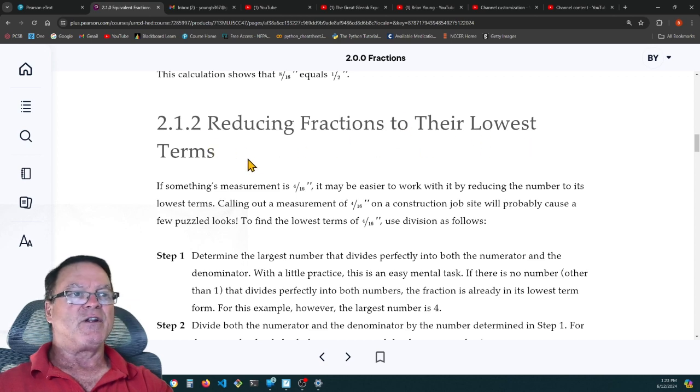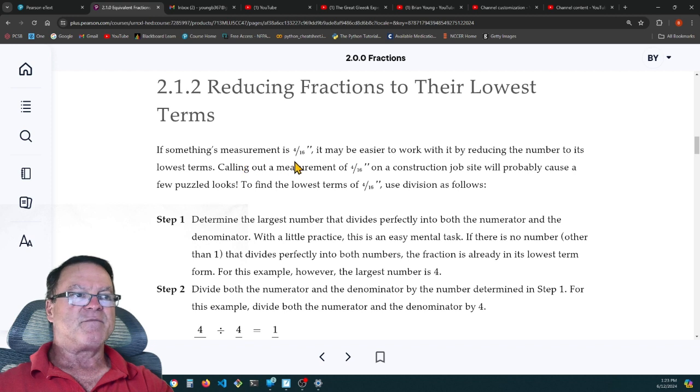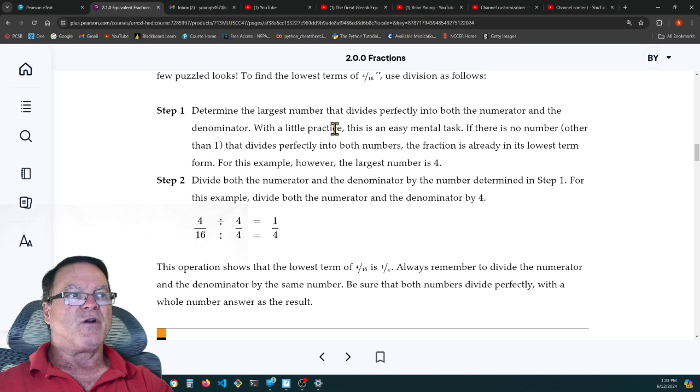2.1.2 Reducing fractions to their lowest terms. If something's measurement is 4/16, it may be easier to work with by reducing the number to its lowest term. Calling out a measurement of 4/16 on a construction job will probably cause a few puzzled looks. To find the lowest terms of 4/16, use division as follows. Determine the largest number that divides perfectly into both the numerator and the denominator. In this case, it's 4. With a little practice, this is an easy mental task. If there's no number other than 1 that divides perfectly into both numbers, the fraction is already in its lowest term.